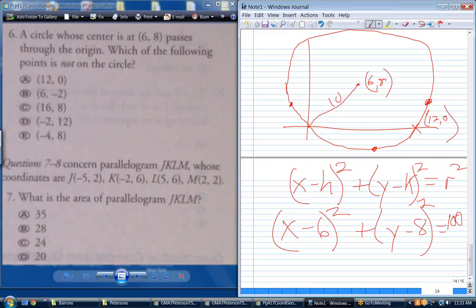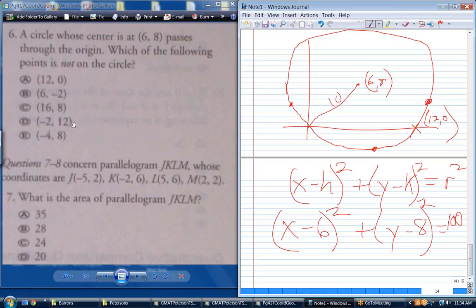Well, so, okay, so 6 minus 6 is 0, and 0 squared is 0. Plus minus 2 minus 8, that's minus 10, squared is 100. So both of these are on. How about this one? 16 minus 6 is 10, squared is 100, plus 0, so that's also on there.